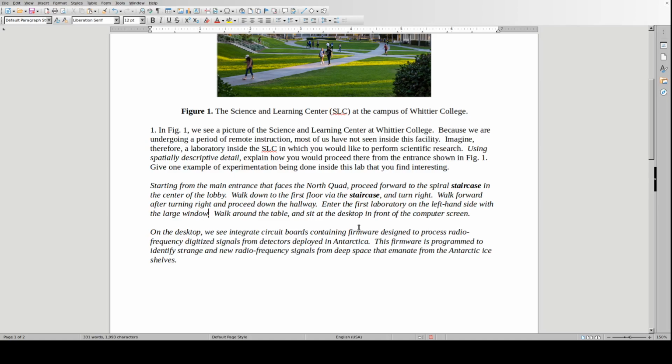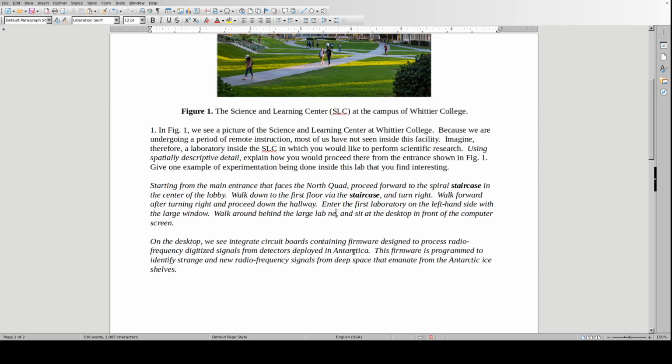Walk around the table. As I wrote this, I felt like that, walk around the table, could mean any number of things in my lab. There's tables, benches, chairs, there's like a fume hood and a table facing a cabinet. There's also a small little subroom. So what exactly do I mean by that? What I should say is I should replace this word with something more descriptive spatially. So, let's say, walk around behind the large lab bench.